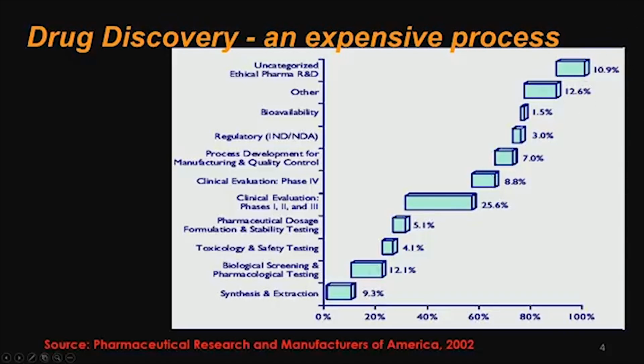If you look at these cost factors, clinical trials contribute 25% and so on. Then you go to regulatory authorities, and that will also cost a lot of money. Biological screening is about 12%.